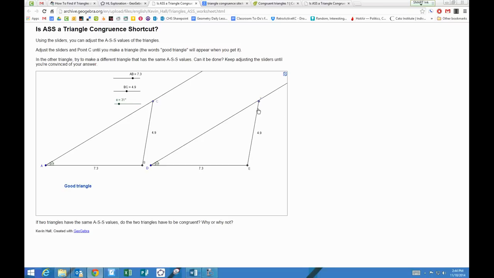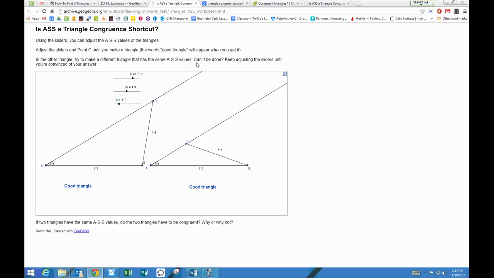So at first glance, you might look at this and go, oh, well, they do make congruent triangles. Well, yes, these are congruent, but the problem is I can swing this around and make another triangle using the same angle, same side, and same side. So just because the angle side side works doesn't mean the triangles are congruent.